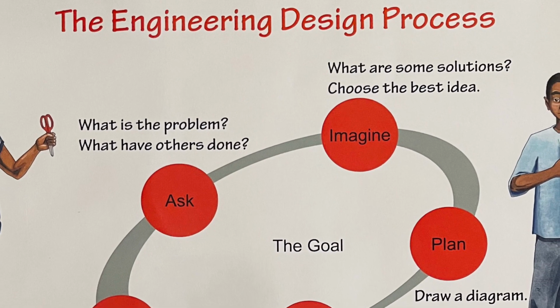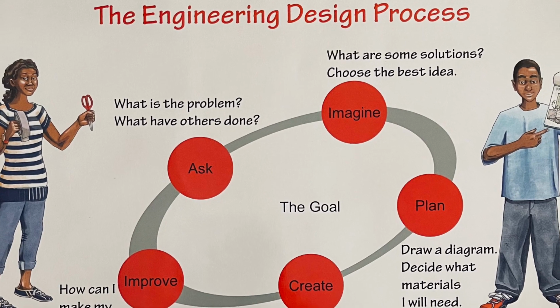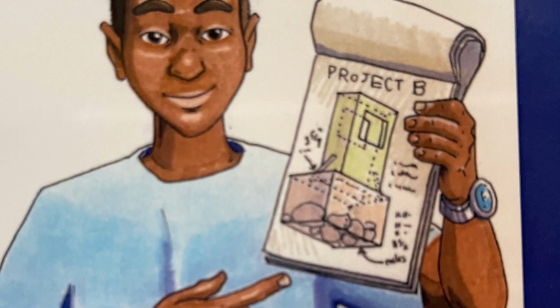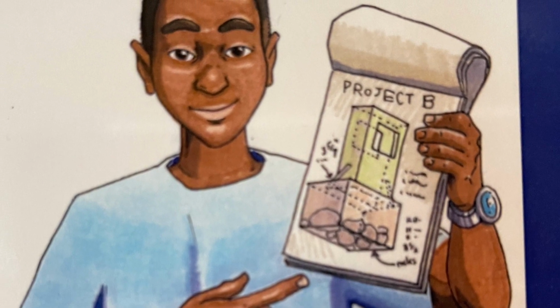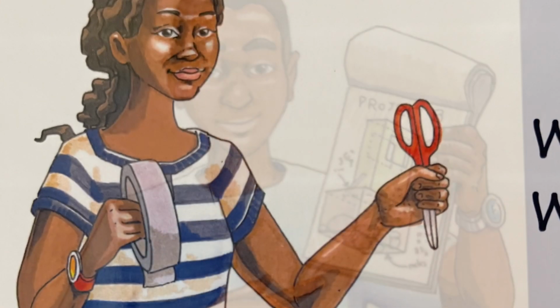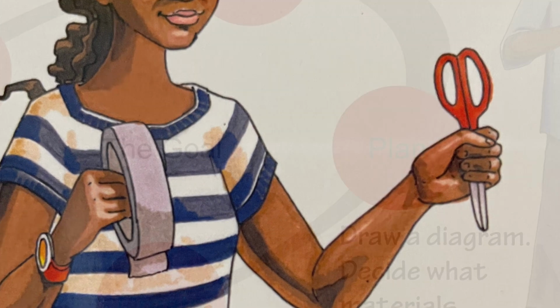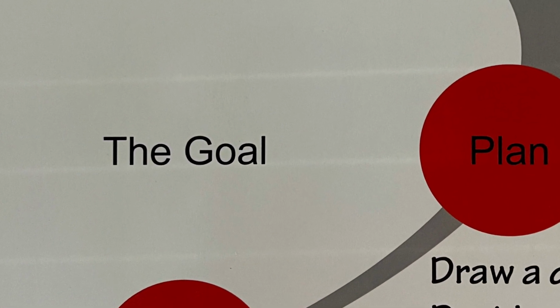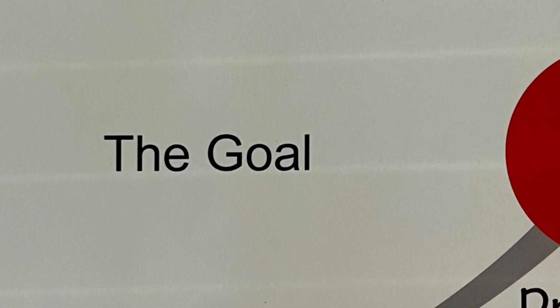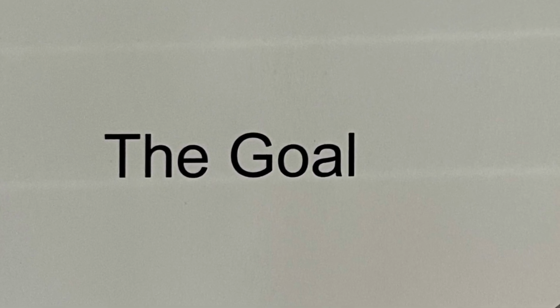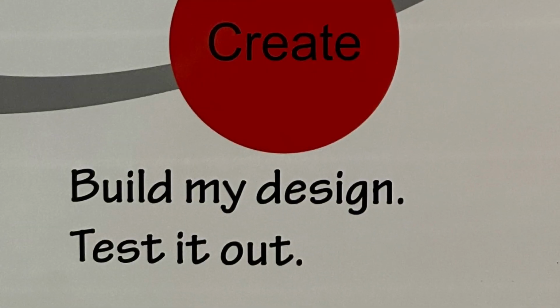We are going to use the engineering design process to build our marble run. The first thing you have is a plan. What would you like to do? Then you pick your materials. What materials will you need to create the idea? Then you've picked your goal. What would you like for your project to be able to do? Next, create it. Test it.